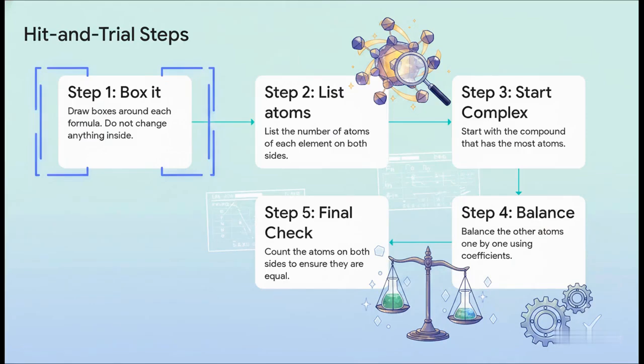The first step is super important. Imagine drawing a box around each chemical formula. That's our reminder that we cannot, under any circumstances, change what's inside the box. We can only change how many boxes we have. Then we'll just list them, balance them one by one, and do a final check.